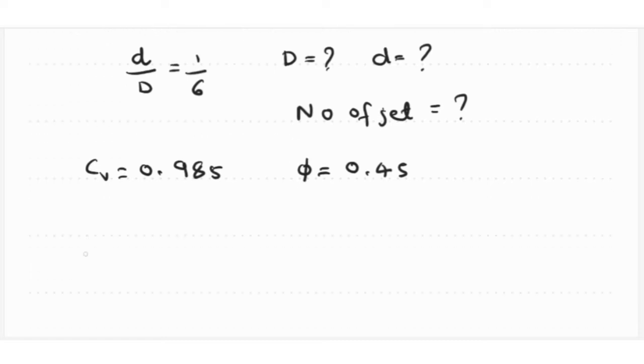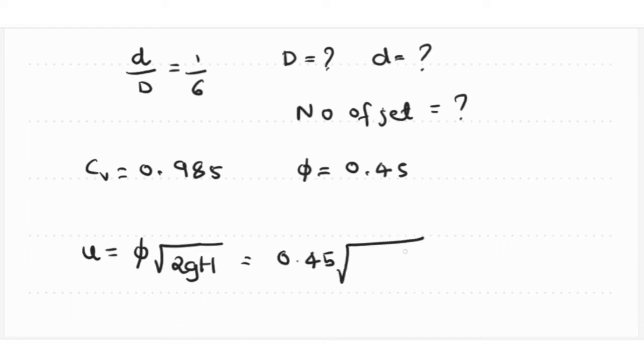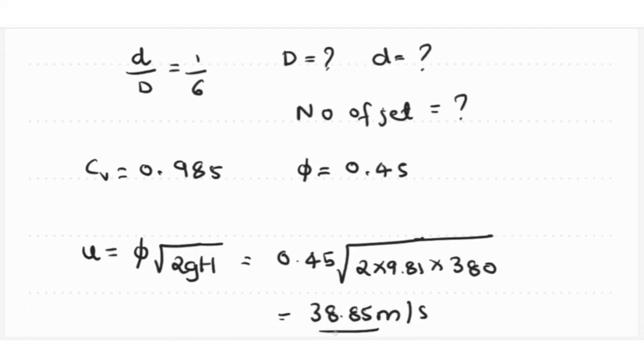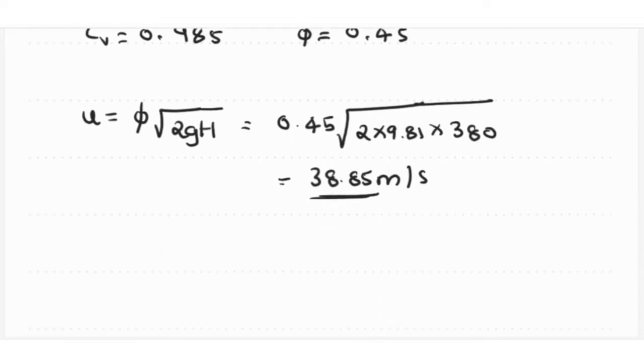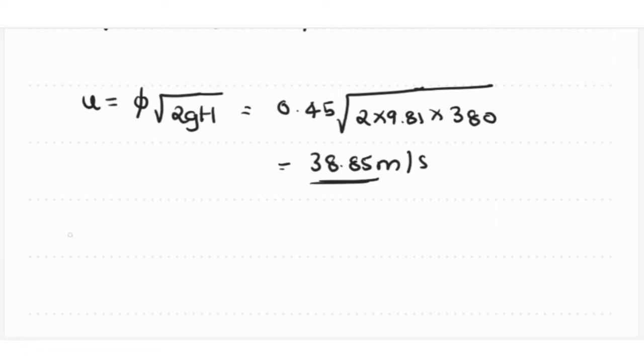The velocity of wheel can be calculated using the formula u is equal to phi into root of 2gh. So here phi is 0.45 into root of 2 into 9.81 into h, which is given as 380 meter. If you substitute it and solve, you will get the answer 38.85 meter per second. So this is the velocity of the wheel. Similarly, we will calculate the velocity of jet.